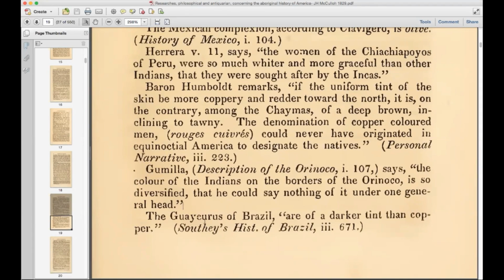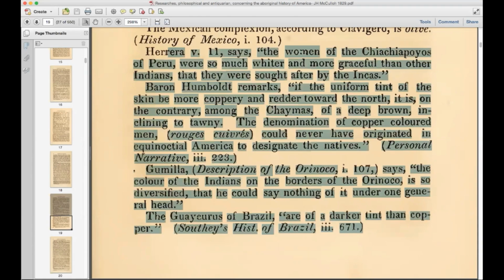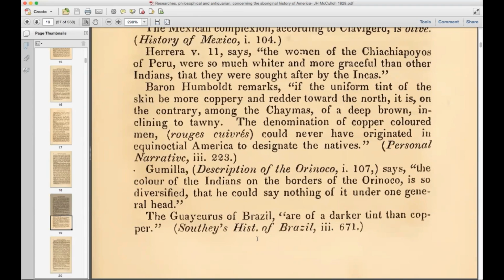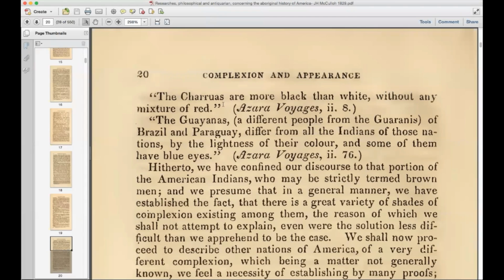The Guaicurus of Brazil are of a darker tint than copper. Darker than copper? The Guaicurus of Brazil. This is in Southey, History of Brazil, Volume 3, page 671. Go do the research and verify all this if you want. I already did. Continuing on the next page, it says the Charruas are more black than white. Again, the Charruas are more so-called black than white, without any mixture of red or copper or ruddy reddish skin. They're actually more black.